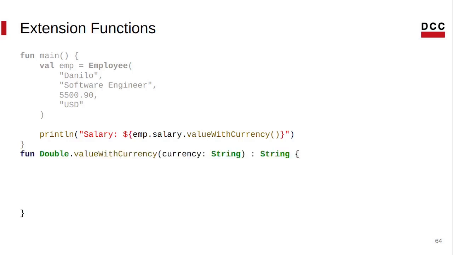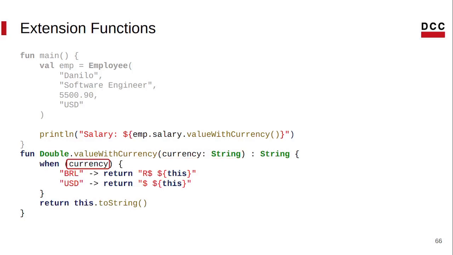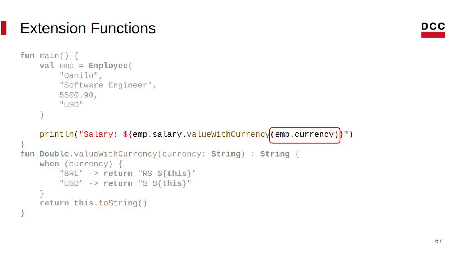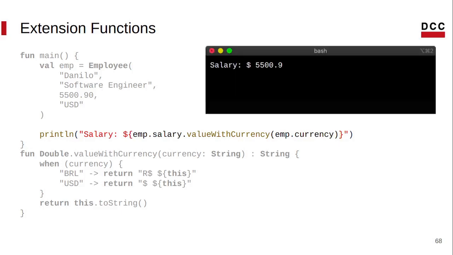But we can create this extension in the same module as our main function. When moving an extension function from the employee class to the same module as the main function, we need to modify the function to receive the currency attribute as a parameter, since it can no longer access the properties of the employee class directly. And we use the currency parameter as the condition of our when block. Now, we can call this extension method passing the currency as a parameter. Nice! Here is our output.